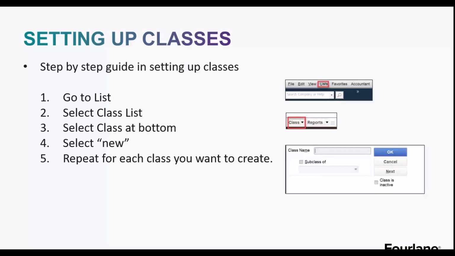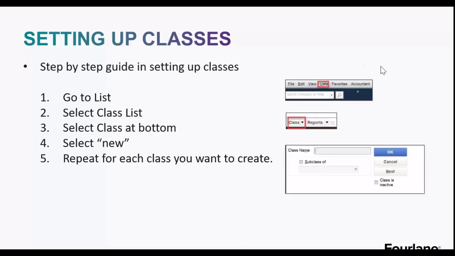It's pretty simple. We're going to start by going to List at the top of your screen using that tab. Once you select that, you'll see an option for Class List. That would be the next thing you select. Once that comes up, you'll see a list of any classes that have been previously made. Sometimes QuickBooks has some default classes already there. At the bottom, you will see an option for New, a class, and then you select New.